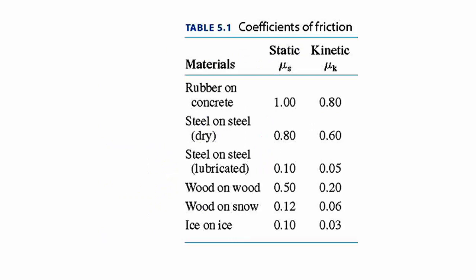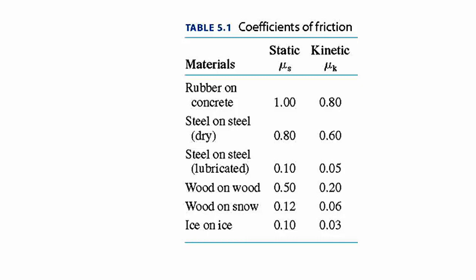The coefficients of friction are experimentally determined properties of the two surfaces that are in contact with each other. And so these are things that have to be experimentally measured. For something like rubber on concrete, the coefficient of static friction is around 1. The coefficient of kinetic friction is around 0.8. Again, these are kind of average values. It depends on the rubber, it depends on the concrete, how rough the concrete is, but this is just a typical value for rubber on concrete.